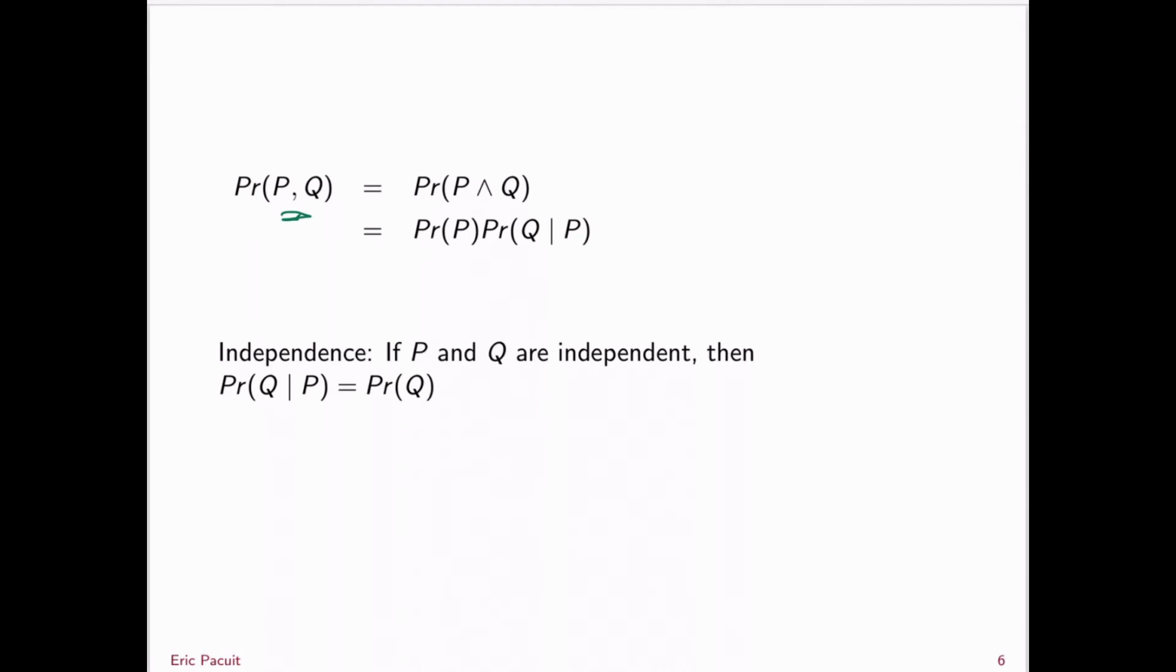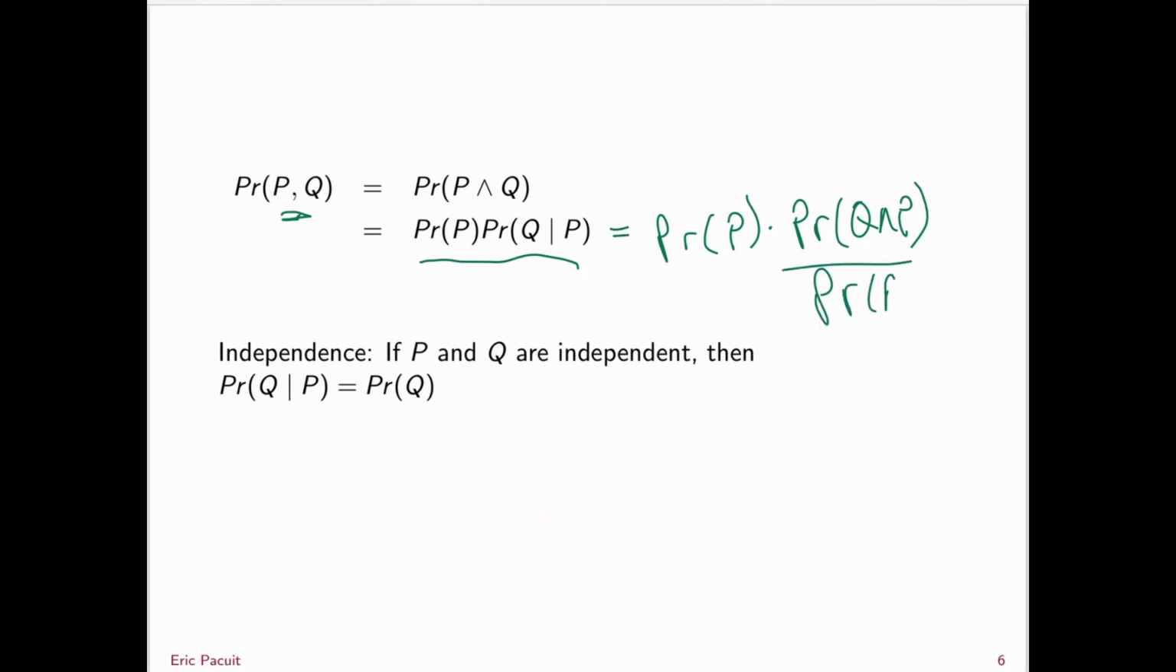So the probability of P and Q is going to be equal to the probability of P times, well, it's not the probability of Q because P and Q may not be independent, but rather it's the probability of Q given P. And so remember, this is going to be the probability of P times the probability of Q and P divided by the probability of P. So the probabilities of P cancel. So that's where you get this equation. But if P and Q are independent, then of course the probability of Q given P equals the probability of Q. And this can just be simplified to the probability of P times the probability of Q.